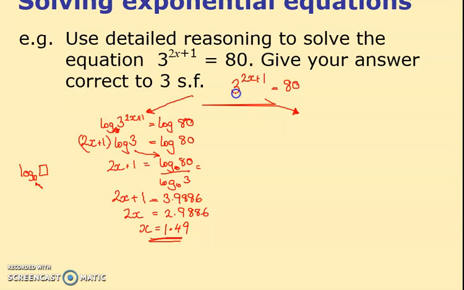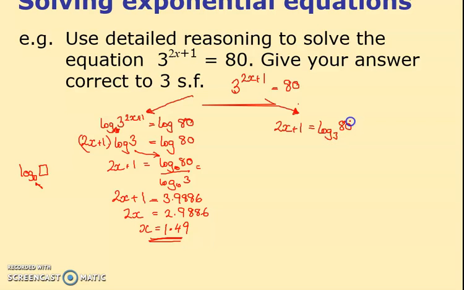We know that powers, exponentials, are the opposite of logarithms. So I can move that 3 onto the other side. Notice it becomes 2x plus 1. And because it's an exponential now, I have to write it as a logarithm. But now, because I moved it straight over, it becomes log to the base 3 of 80.